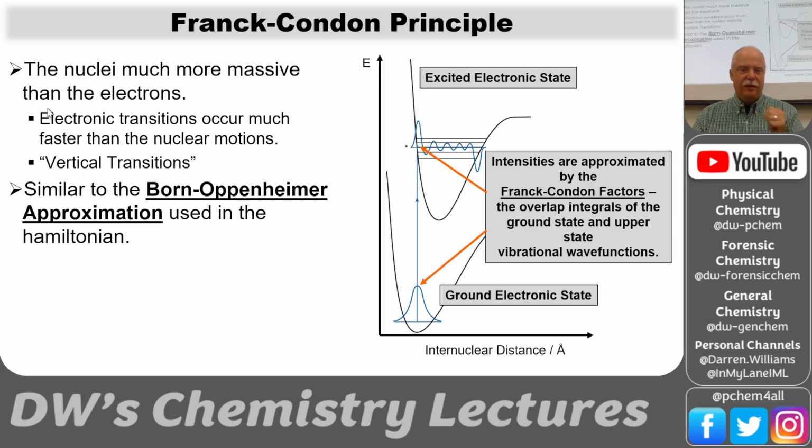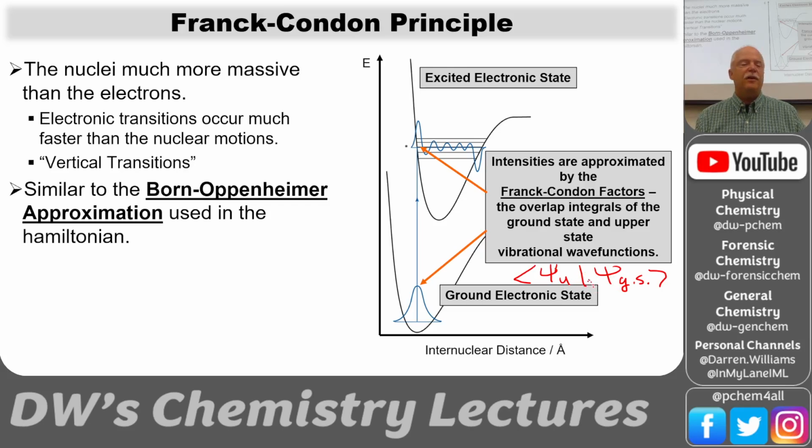This is just talking about the vibronic transitions, and that these intensities are approximated by the Franck-Condon factors, the overlap integrals of the ground state and upper state wave functions. So what does that mean? Well, this would be written out like this. Let's say U for upper, and GS for ground state. What does that integral look like? It's two wave functions multiplied by each other and integrated over all space.